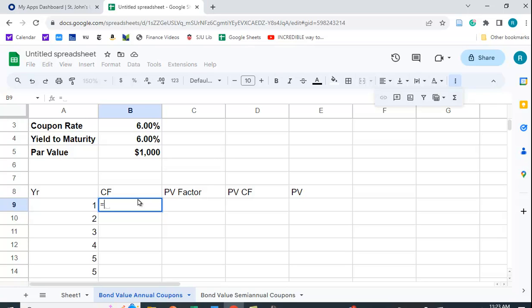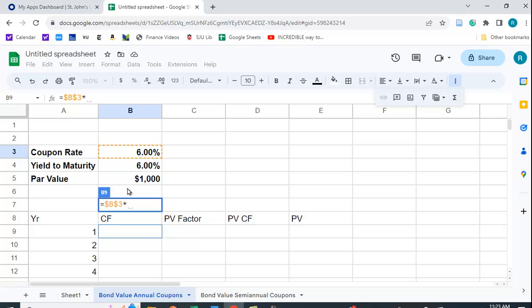So we're going to put in this cell here, and I'm going to hit the F4 key. That locks the cell. I really only need to lock the row. The dollar sign in front of the letter locks the column. I'm not copying across to the right, so it doesn't really matter. Times the par value, and I'm going to hit the F4 key again. And you can see you get $60 in interest.